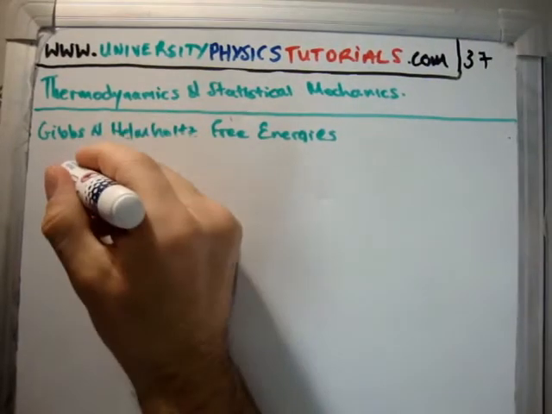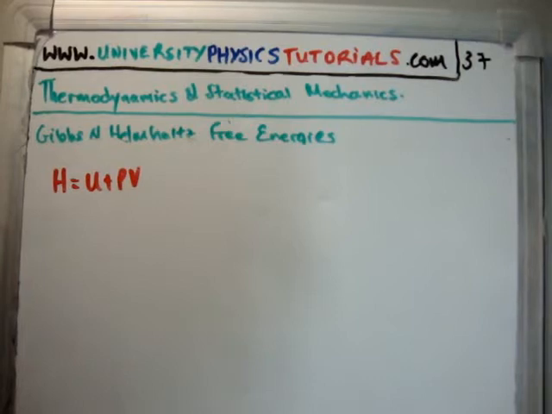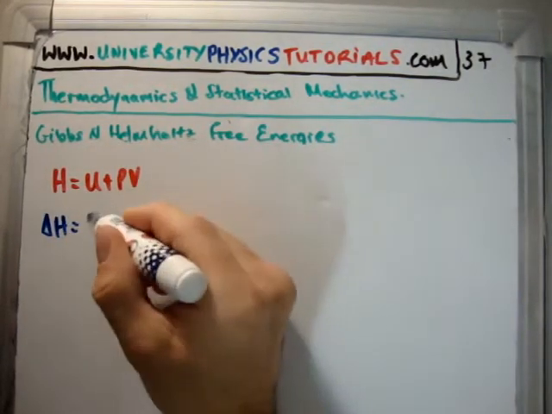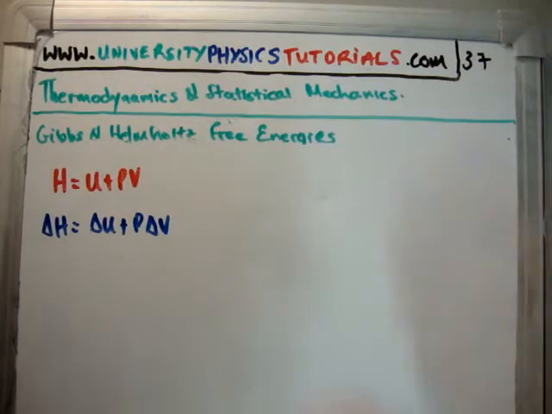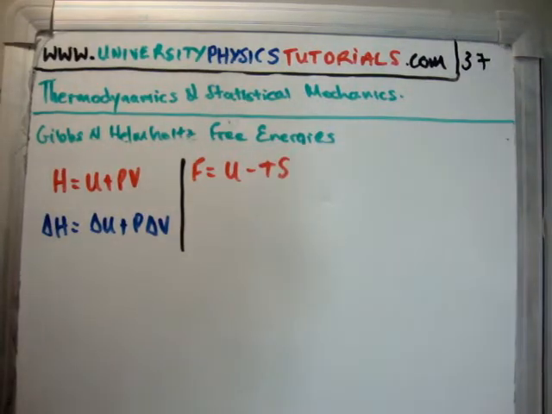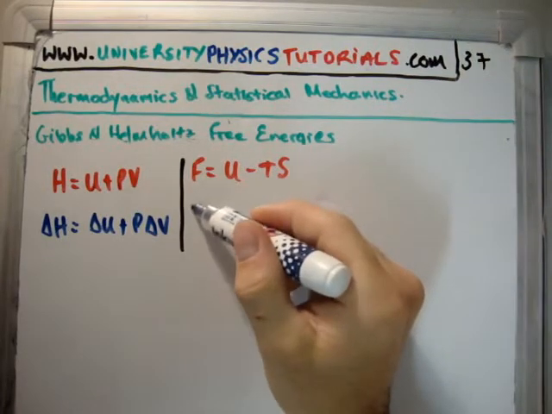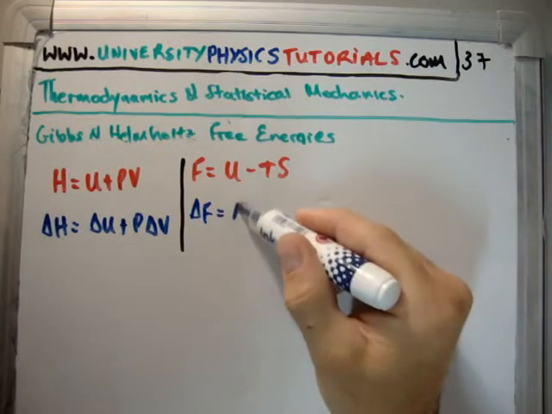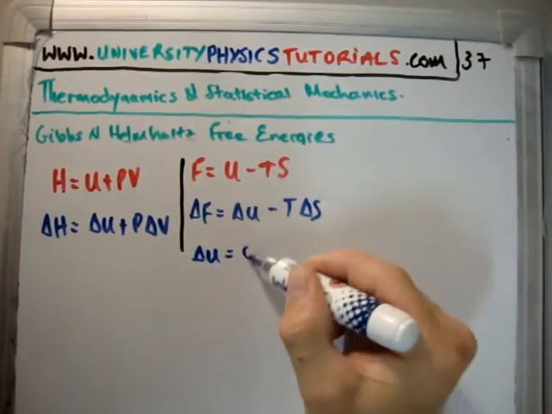So if we look at our enthalpy, H is equal to U plus PV. Well then, it's at constant pressure, okay? So for that reason, delta H, the change in the enthalpy, is going to be delta U plus P delta V, of course, because it's at constant pressure. So then, let's look at our Helmholtz free energy. This time, F is equal to U minus T times S. Well, the Helmholtz free energy is at constant temperature, but it's also at constant volume. So that means in order to get the change, delta F is going to be delta U minus T delta S. And of course, we'll say delta U is the first law, it's going to be Q plus W.